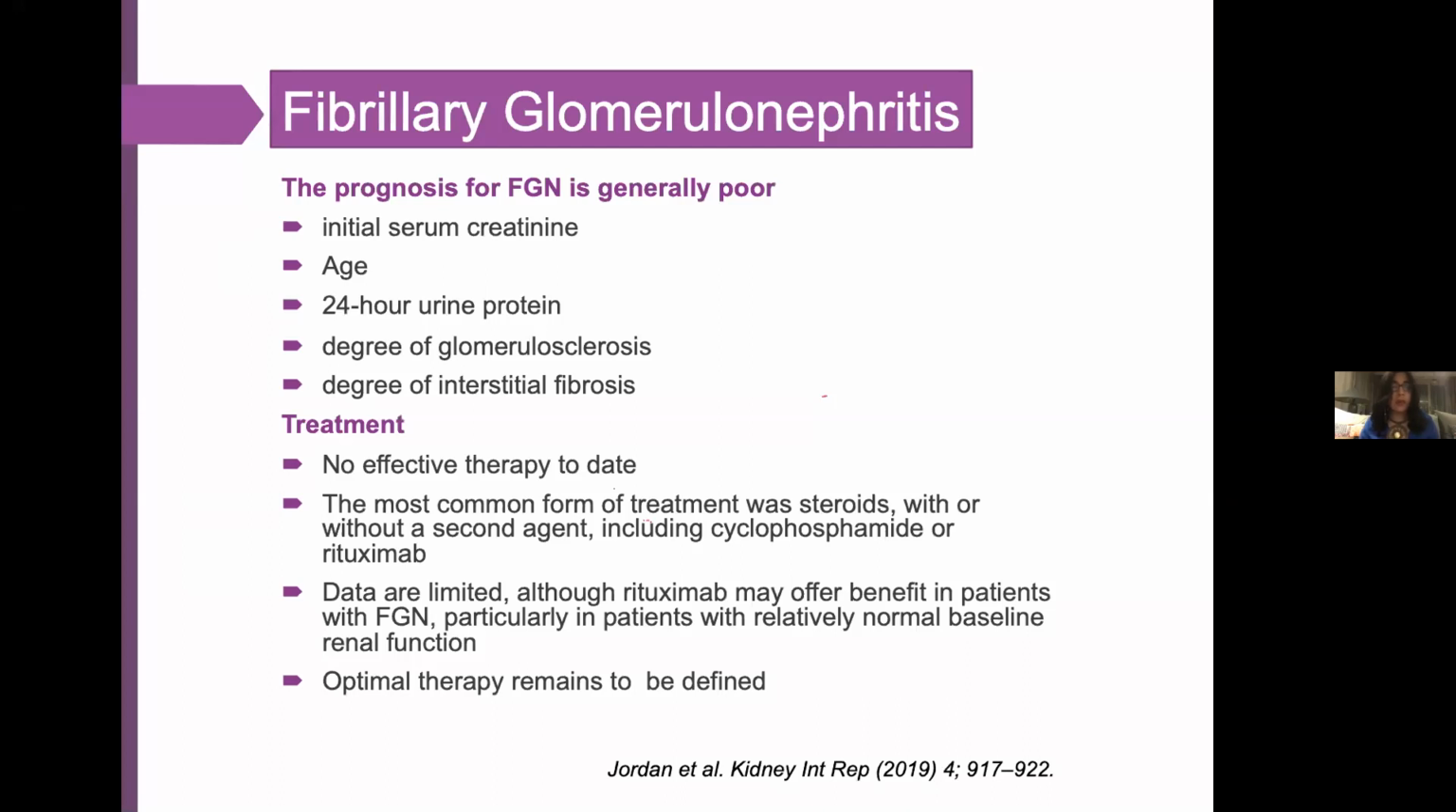The prognosis for fibrillary GN is generally poor. It depends on the initial serum creatinine, the age of the patient, the degree of proteinuria, how much glomerulosclerosis you have, and of course the degree of interstitial fibrosis. We have no effective therapy to date. The most common form of treatment is steroids with or without a second agent, including cyclophosphamide or rituximab. Data are limited, although rituximab may offer benefit in patients with fibrillary GN, particularly in patients with relatively normal baseline renal function. However, we don't have an optimal specific therapy for this disease.